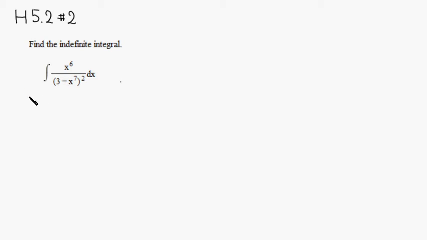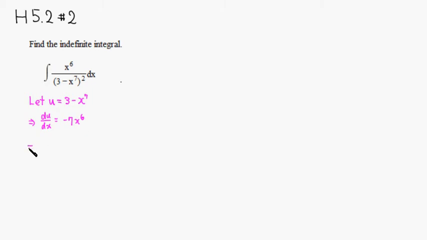We're going to let u be the expression inside the parentheses, so 3 minus x to the 7th power. Alright, then we want to take the derivative of this substitution equation, which is going to be: derivative of 3 is 0. Derivative of negative x to the 7 is negative 7x to the 6th power.